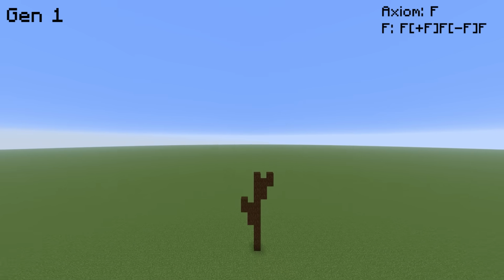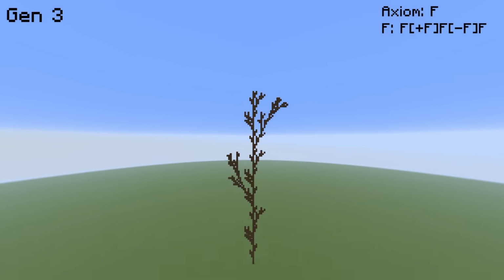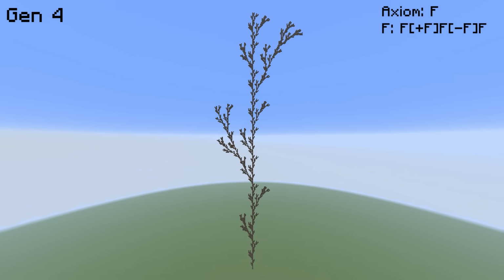Moving on to the 2D trees, these each use a bracket system to denote the branches, which allows for backtracking by the program.